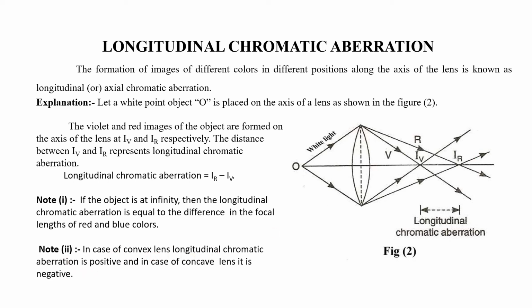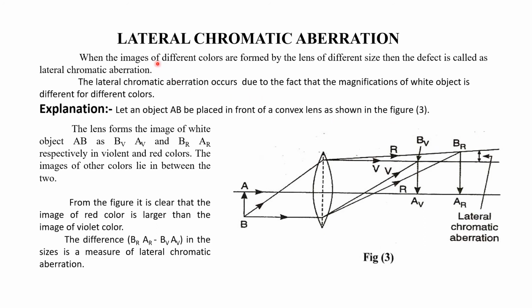Now coming to lateral chromatic aberration. Lateral means perpendicular direction here. When the images of different colors are formed by the lens with different sizes, then the defect is called lateral chromatic aberration. This occurs due to the fact that the magnification of a white object is different for different colors. Here we meet the term magnification. What is magnification? Magnification means the ratio between the size of the image and the size of the object.